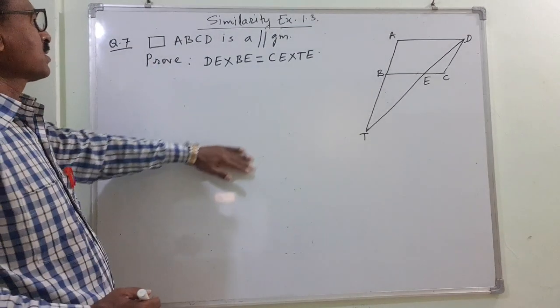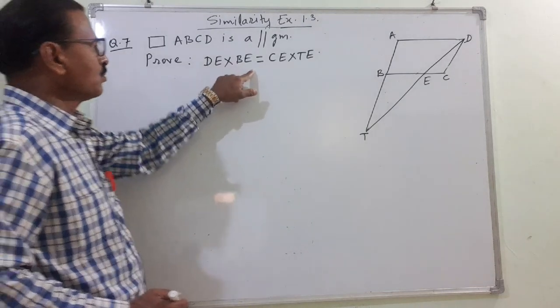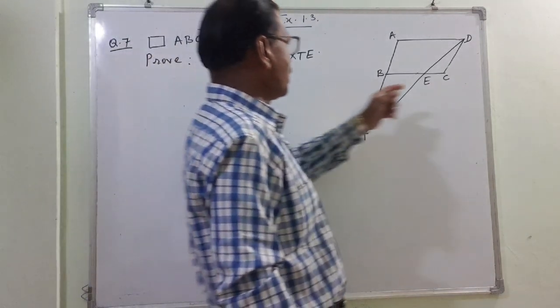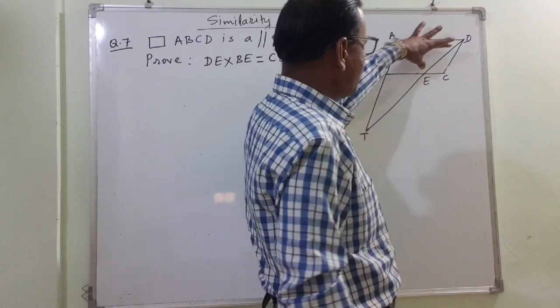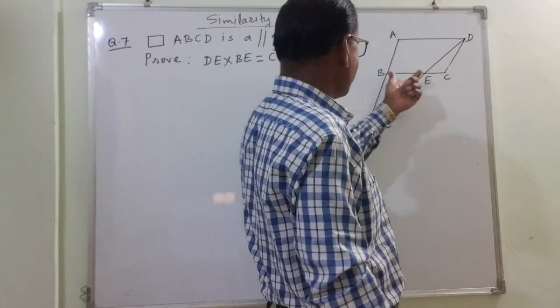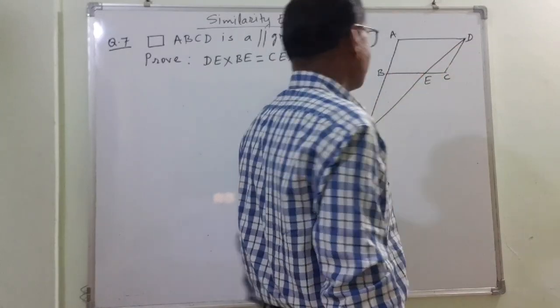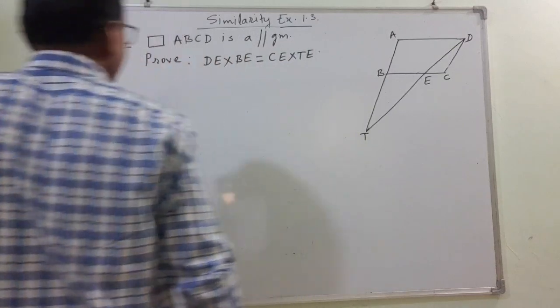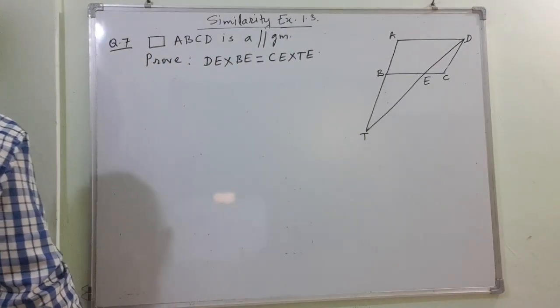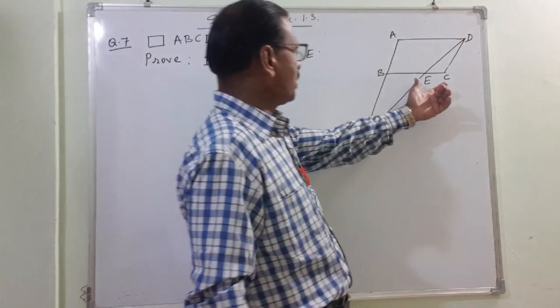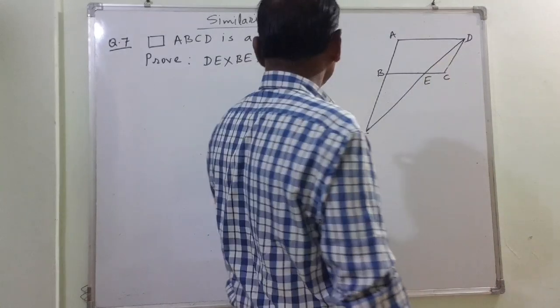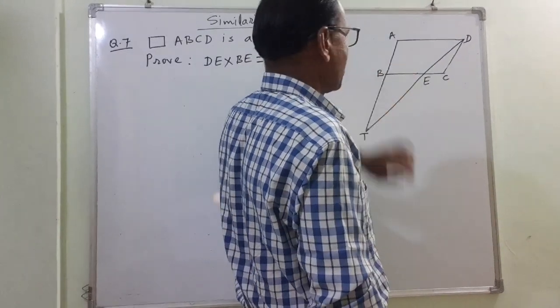What I have to prove is BE into DE is equal to CE into TE. BE into DE: DE is of this triangle, BE is of this triangle. CE, check which triangle it is of? CE is of this small triangle, and TE is of this triangle.